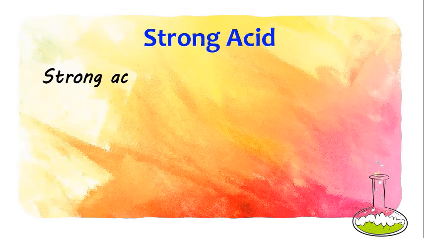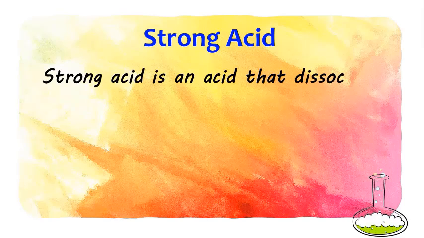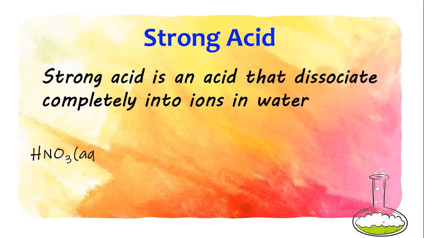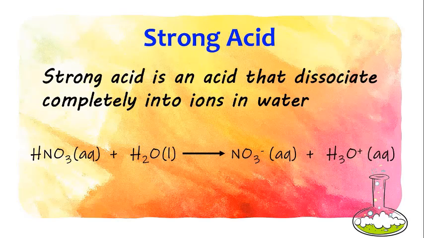Strong acid. Strong acid is an acid that dissociates completely into ions in water. For instance, nitric acid plus water produces nitrate ion and hydronium ion. In this chemical equation, we use a single arrow to indicate a complete dissociation of an acid.